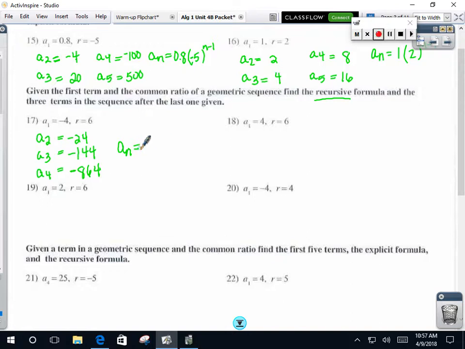Now, the recursive formula is different. It's just a sub n equals a sub n minus 1, and then times your r, which would be times 6. That's all you do for recursive. All you have to plug in is the r at the end. So now let's look at number 18. We got to find the second, third, and fourth term. Okay, if the first term is 4 and the common ratio is 6, what's the next term? Spit them out. 24, the third term, and the fourth term. Right. And so the recursive formula is going to be identical to the previous one because you're just multiplying by 6 again.